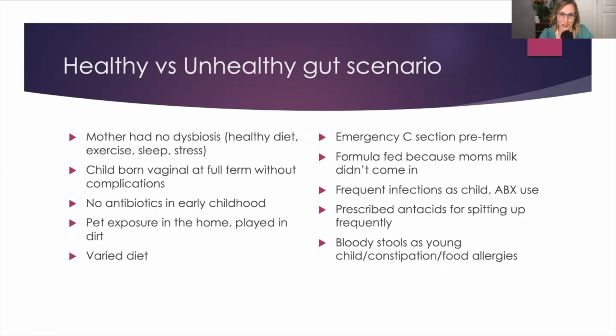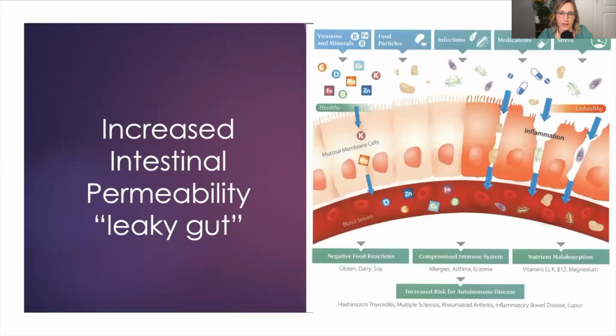Frequent infections as a child, frequent upper respiratory tract infections, antibiotic use, prescribed antacids for spitting up frequently. I've actually heard of pediatricians prescribing antacids for little babies. And then bloody stools as a young child, or constipation, and lots of food allergies. So yeah, these are just scenarios, food for thought.